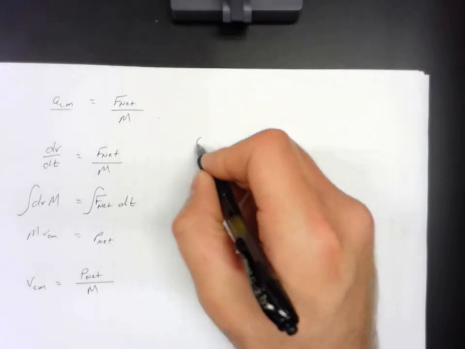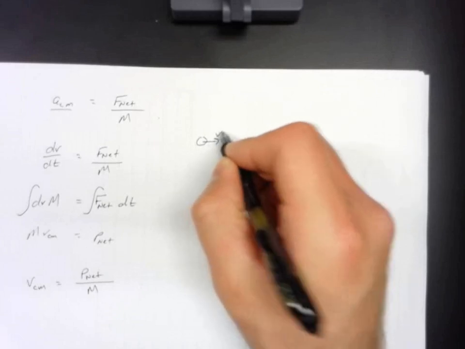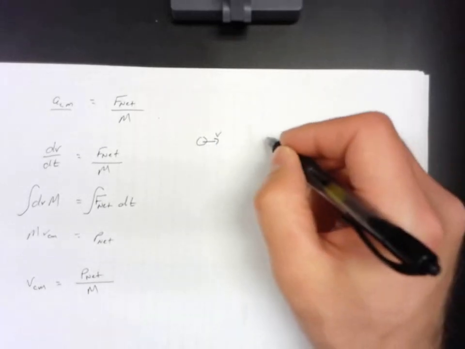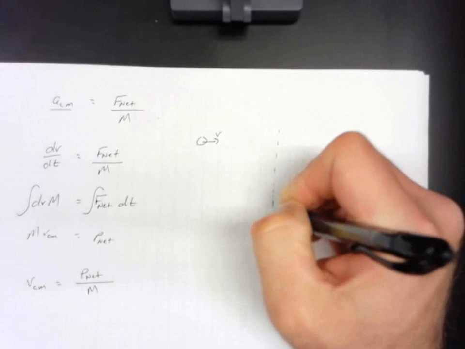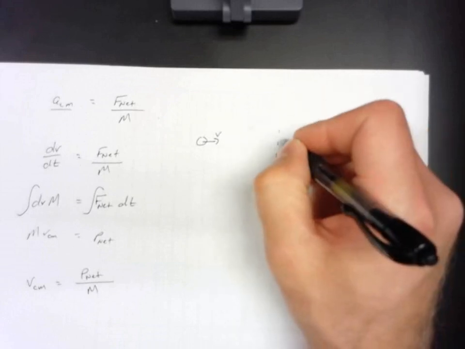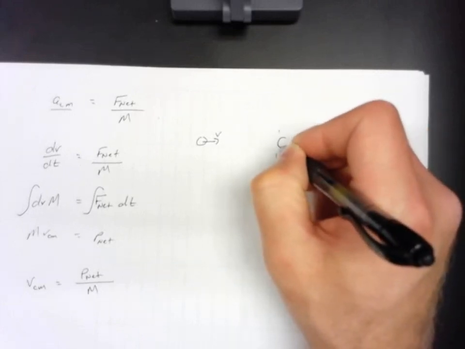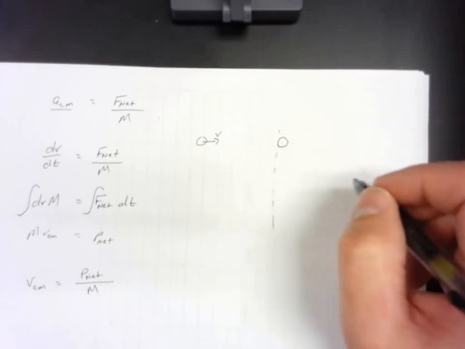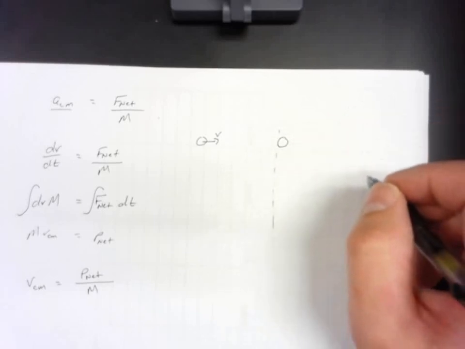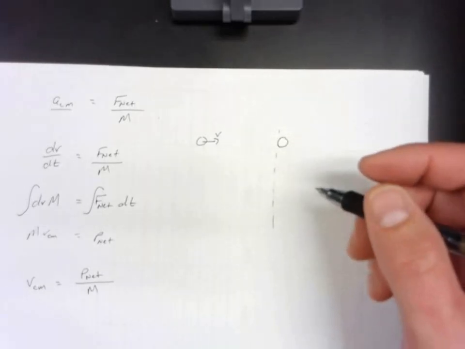Why that's important. There are conceptual questions in the multiple choice that I've seen that if you use the idea of the center of mass in momentum, it makes it a lot easier. This thing keeps getting out of focus.